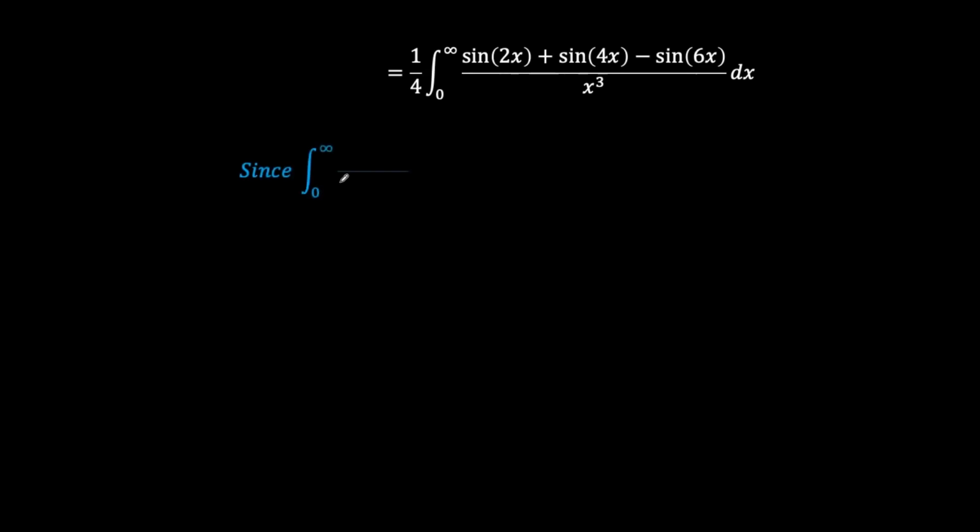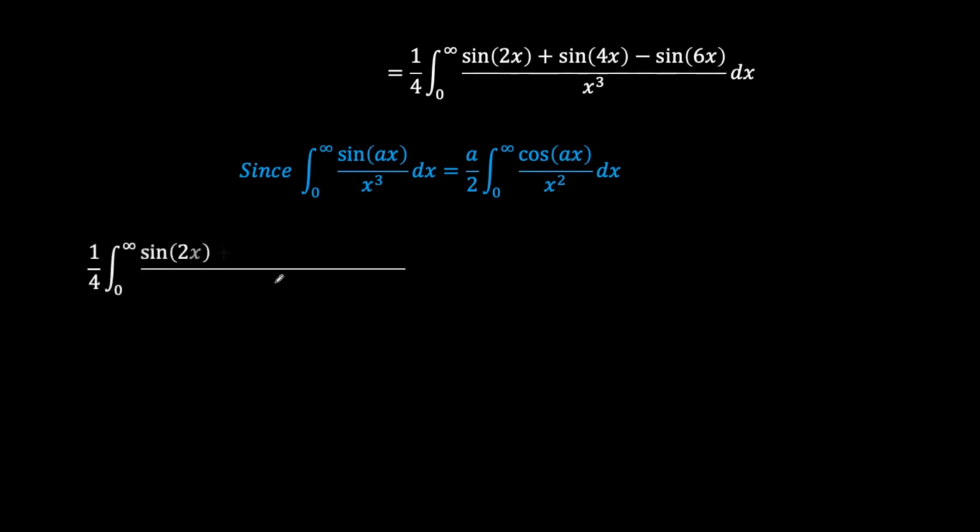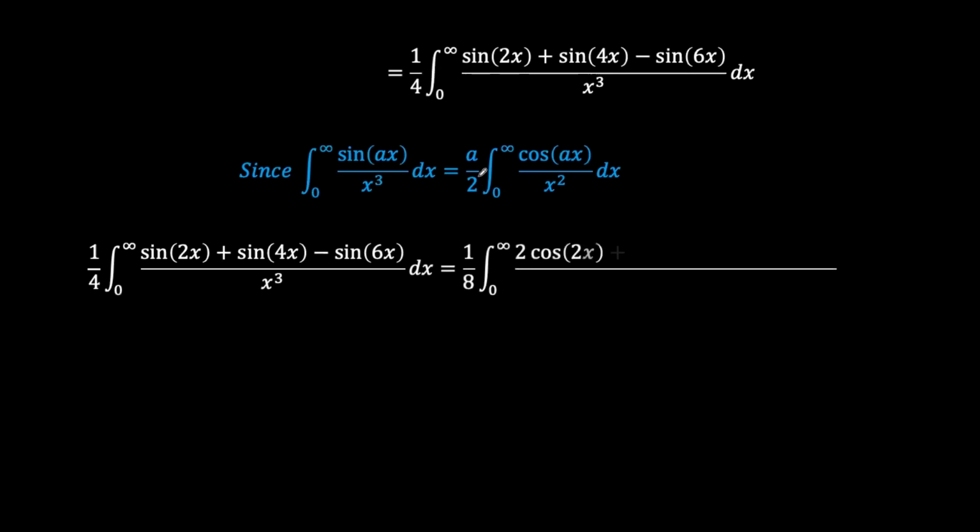Very interesting. So we do have now an expression where we have sine 2x over x cubed, sine 4x over x cubed, sine 6x over x cubed. So we can now use, since we say that the integral of sine ax over x cubed is equal to a over 2, the integral from x equals 0 to infinity of cosine ax over x squared. So we can use this to replace whatever we see here. So therefore, a quarter sine 2x plus sine 4x minus sine 6x over x cubed is equal to 1 over 8 coming from this extra half here times a quarter.